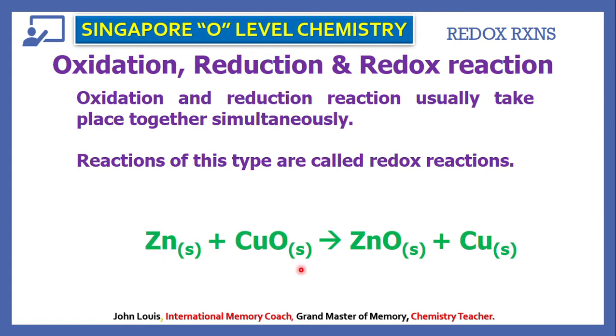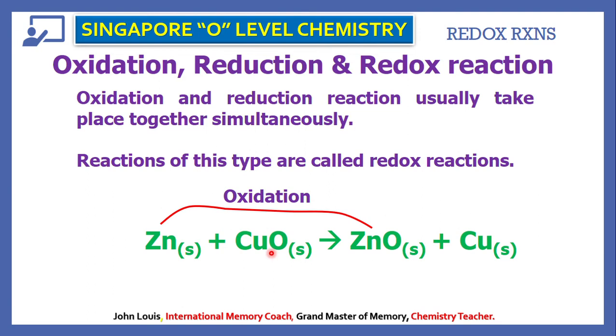So let us take this chemical reaction, the same chemical reaction we have seen last: zinc plus copper 2 oxide gives zinc oxide plus copper. Now let us take zinc. What change has taken place in zinc? Zinc gained oxygen, isn't it? Therefore, it has undergone oxidation.